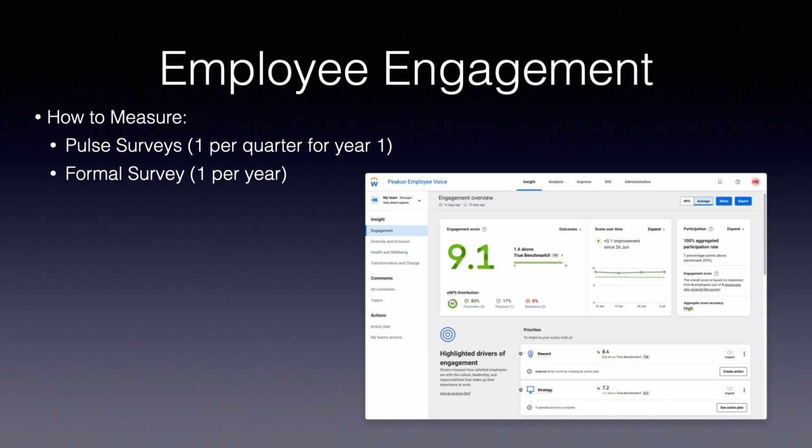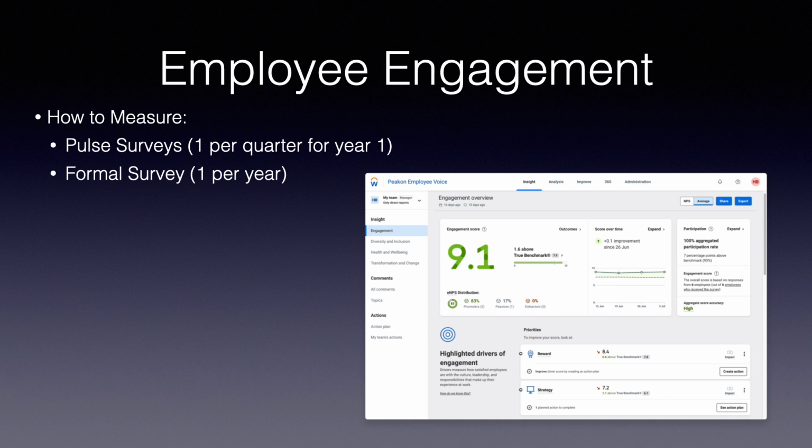So we can look at pulse surveys, which are smaller surveys, and we can do one per quarter for the first year until we are really on track and we have a pulse, hence the name, on our team members, and see what their expectations are, what their comments are. And then a formal survey, I would recommend to do that one per year. So that'll be more thorough, about 25 to 30 questions. And Workday would help us track this, which is a great thing.